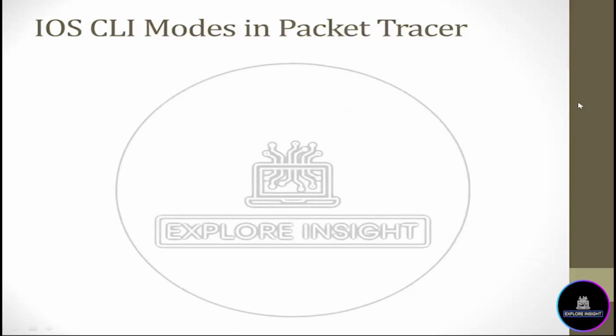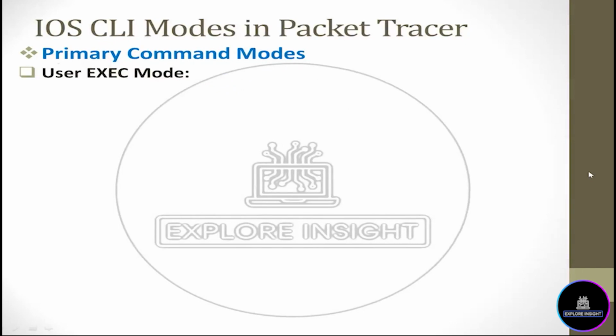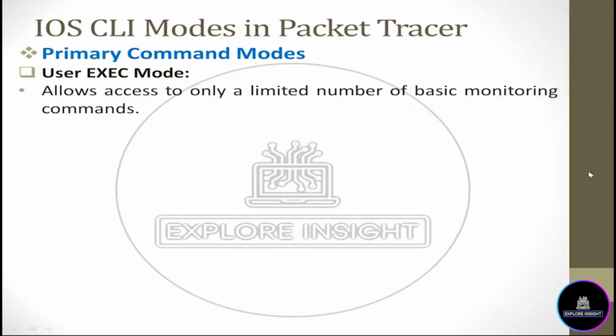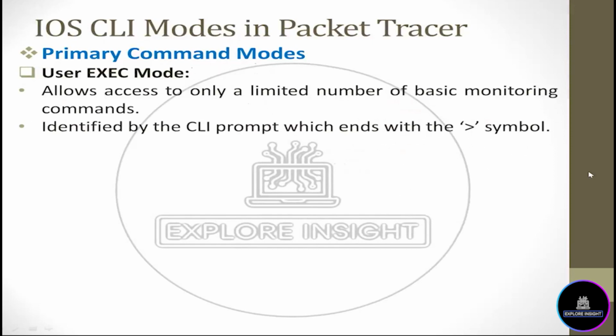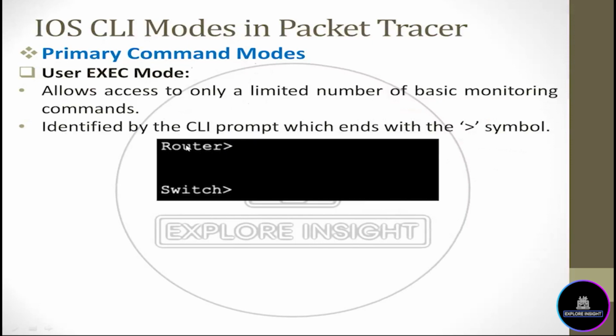So without any further ado, let's dive in. Now, talking about the CLI mode, we have majorly two types. First, let me discuss the primary command mode. In the primary command mode, we have a subsection, one of which is the user exec mode. This mode allows only a limited number of basic monitoring commands, and its CLI prompt is identified with a greater than sign, which we can see in this image, either on the router or on the switch. So this greater than sign symbolizes the user exec mode.